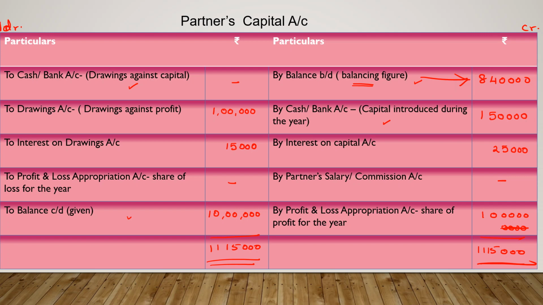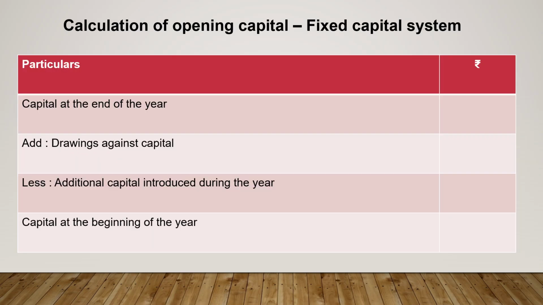Now, if we use this particular statement method. Suppose they have followed the fixed capital system, then the only thing that would come is the capital at the end of the year. There were no drawings against capital because we assumed in that example it was drawings against profit. There was only additional capital which was introduced, which we would subtract. So we subtract this, we get 8,50,000 as the capital at the beginning of the year. So if they were following the fixed capital system, this would have been the amount of opening capital.